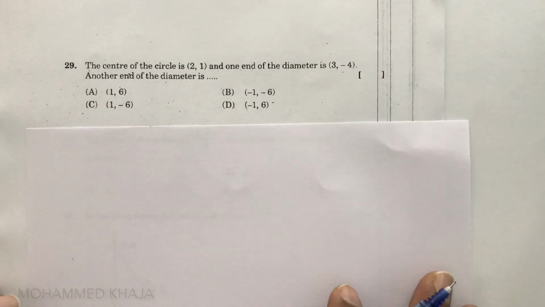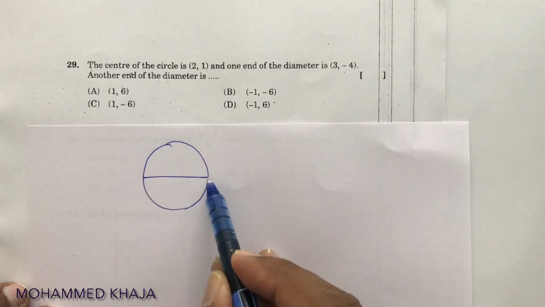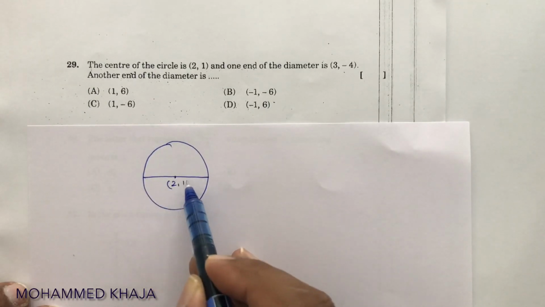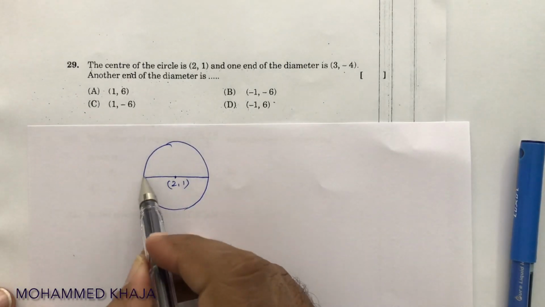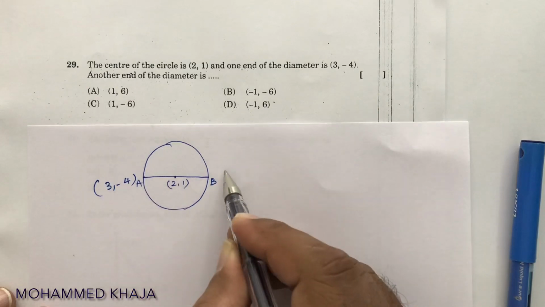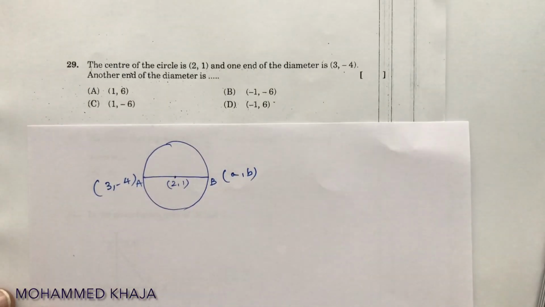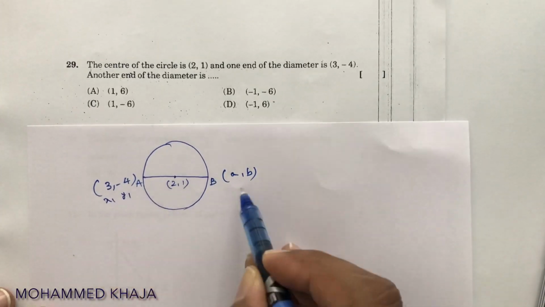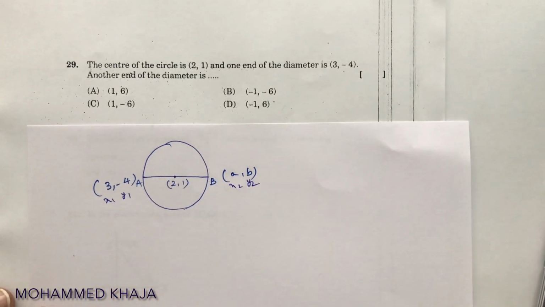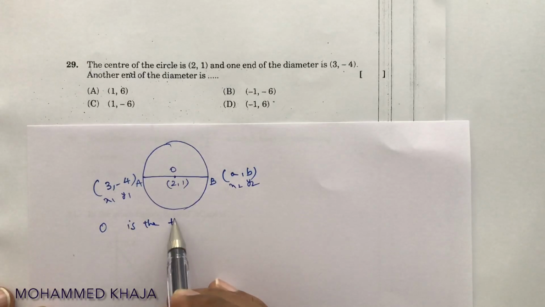The center of a circle is (2, 1). One end of the diameter is (3, -4). We need to find the other end. I'll consider it as A, B. Here I'll consider this as x1, y1, x2, y2. Here the center is the midpoint of AB. O is the midpoint of AB.